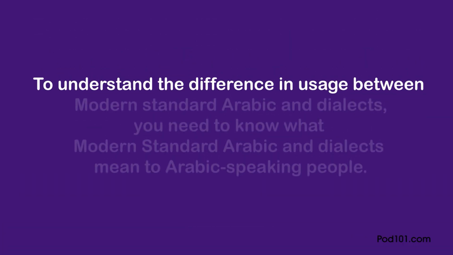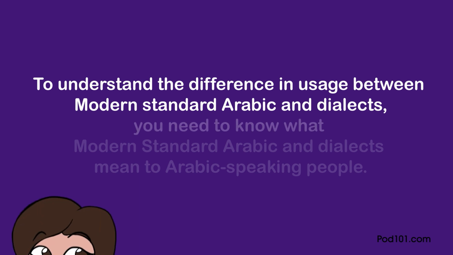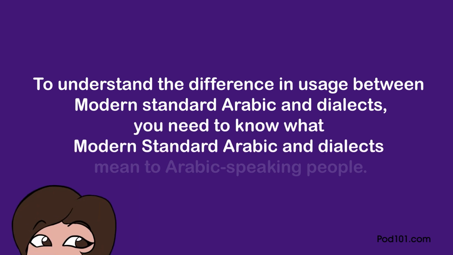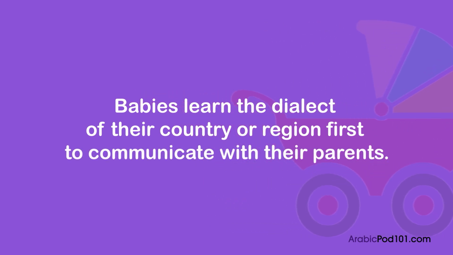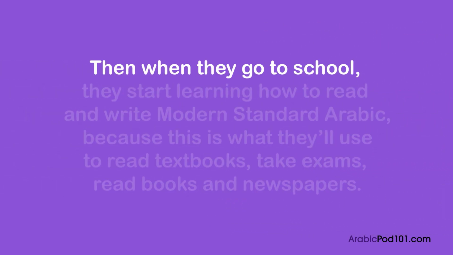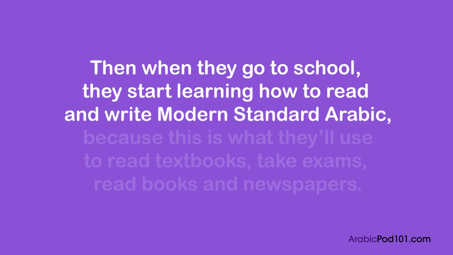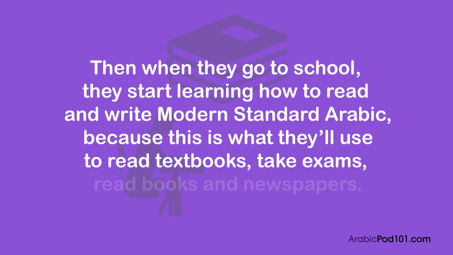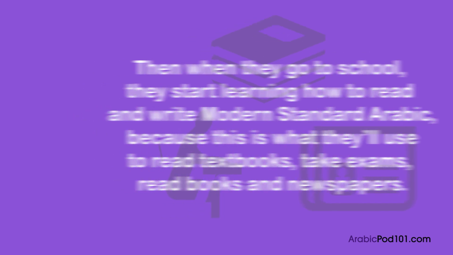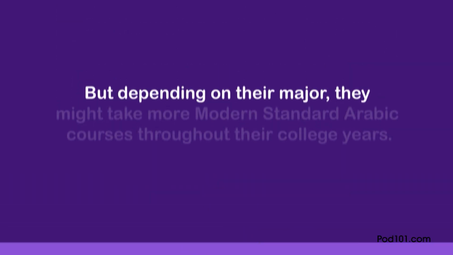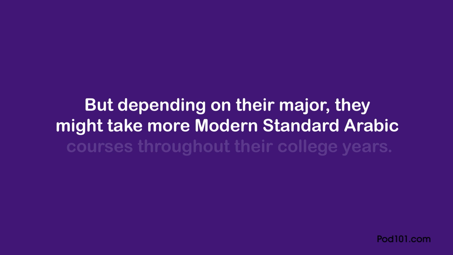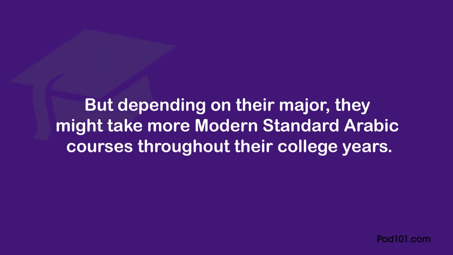To understand the difference in usage between Modern Standard Arabic and dialects, you need to know what Modern Standard Arabic and dialects mean to Arabic-speaking people. Babies learn the dialect of their country or region first to communicate with their parents. Then, when they go to school, they start learning how to read and write Modern Standard Arabic, because this is what they will use to read textbooks, take exams, read books and newspapers. They will learn it from kindergarten up to the end of high school.